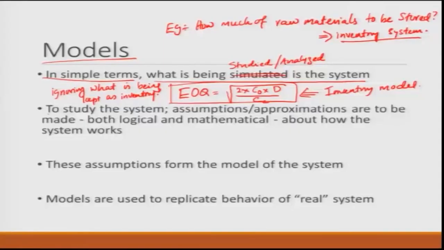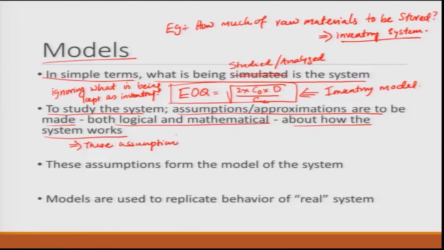So to study the system, okay, assumptions or approximations are to be made. We make assumptions and approximations, both logical as well as mathematical, about how the system works. So these assumptions, to a large extent, help us in making the models. These assumptions help us in the modeling of the system. Okay. So the assumptions help us to form the model of the system.